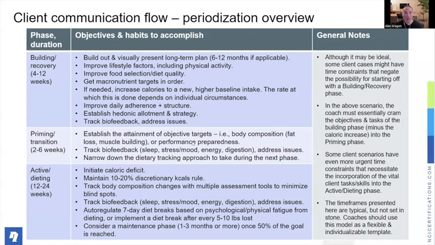Once again, not everybody's going to get in front of you as an initial or prospective client and say, hey, we have a whole year to work with. How are we going to lay this out? Some people will come up to you and say, hey, I have 3 months to get something done. Or some people say, hey, I got 6 weeks to look a certain way. Can you work with this? So some client scenarios have even more urgent time constraints that necessitate the incorporation of the vital client tasks and skills into this final phase right here, into the active dieting phase. So you just have to get started on these things ASAP.